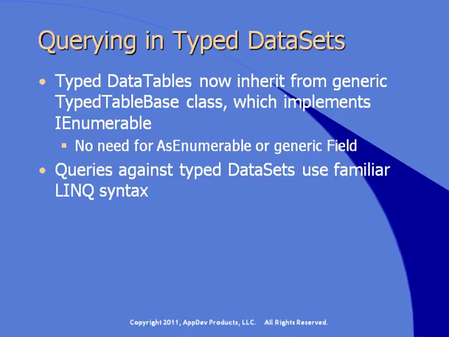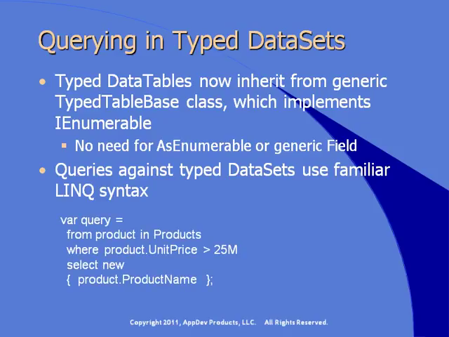So now my queries against typed datasets use the familiar LINQ syntax. Here's the same query we just ran, but now it looks much more like the LINQ queries we've written before. From product in products, where product.UnitPrice is greater than 25, select new product.ProductName. So let's go see a demo of querying various types of data using LINQ to DataSet.